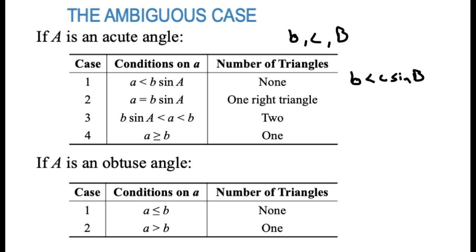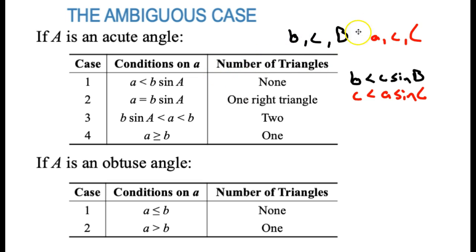Or if we were given sides A, C, and angle C? Well, since we're given side C and angle C, those would be the two pieces we would put on opposite sides here. So we would test to see, is C less than A times the sine of angle C? When we're looking at these tests, we're comparing a side and the sine of its opposite angle. That's how we're testing here.